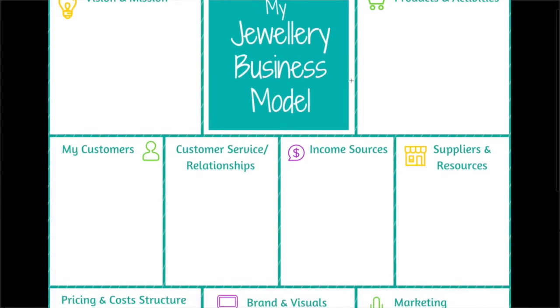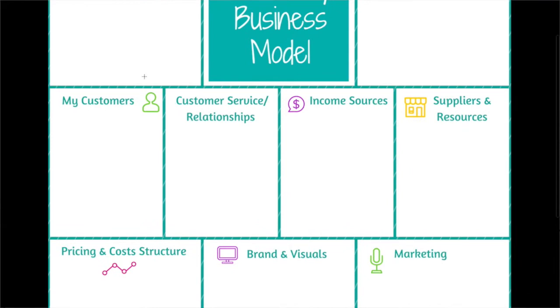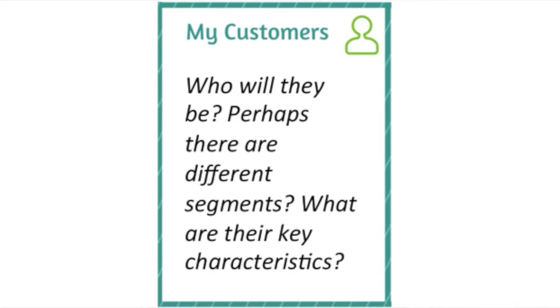Next up, we have a section about the most important people in the world, your customers. So for this, we want to work out who are they going to be. You might want to divide them into different segments. So you might have different age groups, you might have different locations depending on what you're doing. For example, if you're selling online and you're shipping to the UK and the US and other countries, you might segment your customers in that way.